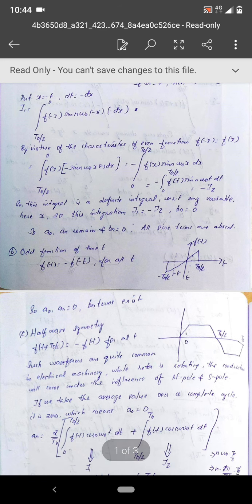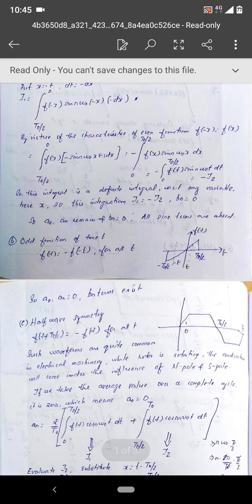And similarly, that is for an odd function. So what is an odd function? f of t is equal to minus f of minus t for all t. That is, just see the waveform shown in that document. The value at t naught by 2 will have its negative value at minus t naught by 2, or the value at any arbitrary time t will have its negative value at t is equal to minus t. That is the characteristic of an odd function.